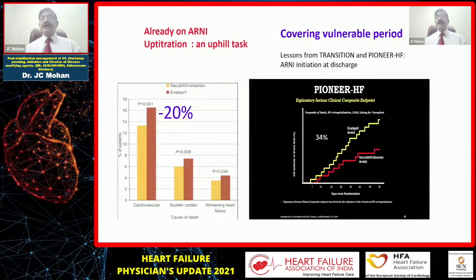So coming to the ARNI, which is the first drug which has been suggested by the guidelines to be initiated in a stabilized HFrEF patient, that would cover the vulnerable period, and we have data both from PARADIGM and PIONEER-HF to indicate that you can cut down the mortality by 20%. In PIONEER-HF, although the primary endpoint was NT-proBNP, which is a surrogate for better prognosis, even the secondary endpoints of death, hospitalization for heart failure, LVAD use, and listing for transplant were reduced by nearly 34% by early initiation of ARNI.